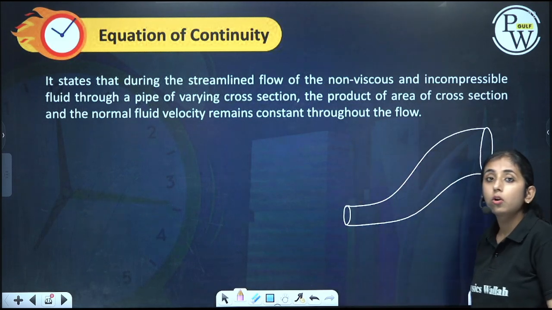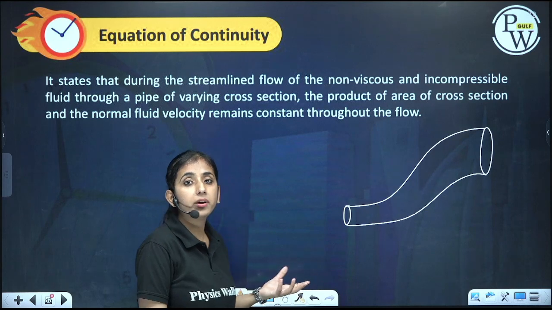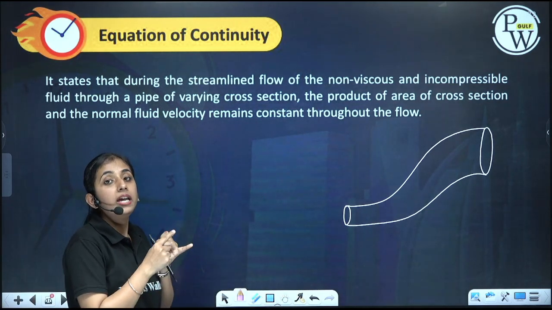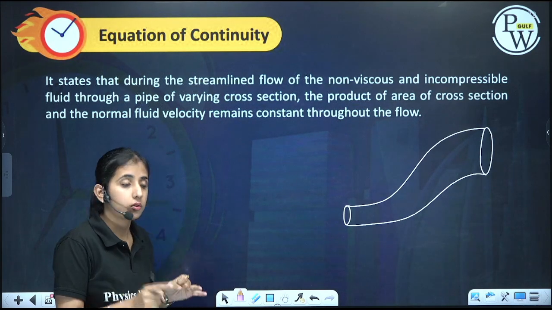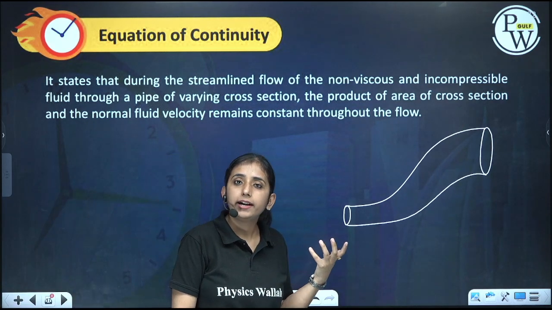Next is the equation of continuity. Now there comes the ideal fluid. An ideal fluid is one which is having streamlined flow, steady flow, it is incompressible, and it is having no viscosity. Okay, that is called the ideal fluid. This is applicable to ideal fluid only.